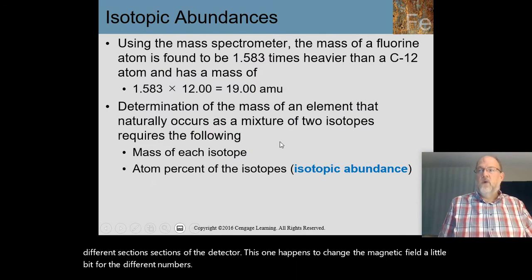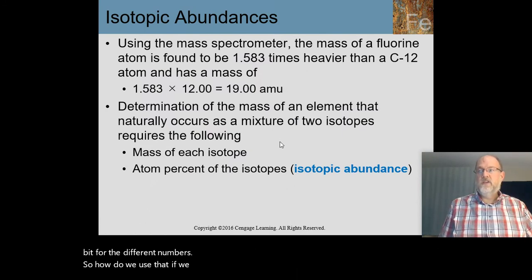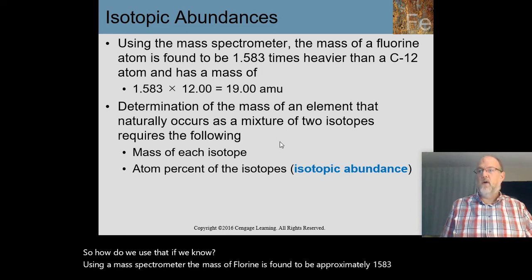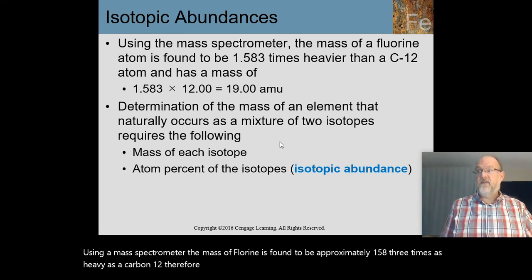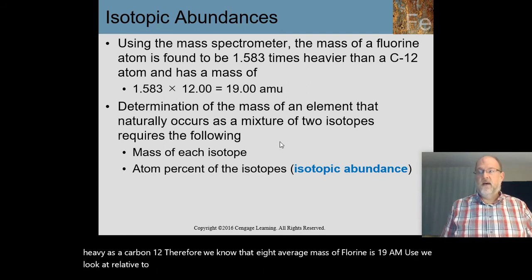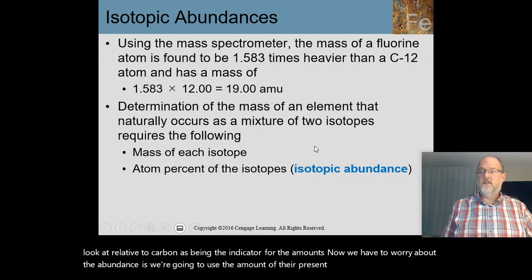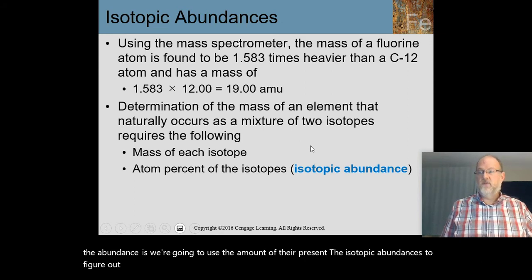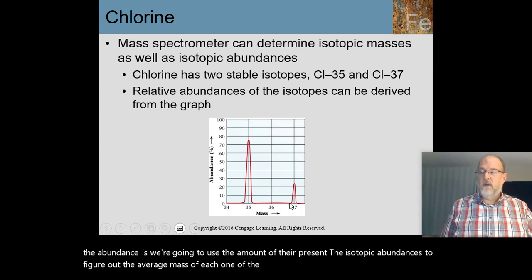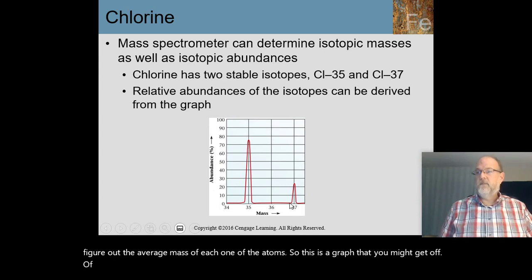So how do we use that? Well, if we know, using a mass spectrometer, the mass of fluorine is found to be approximately 1.583 times as heavy as a carbon 12, therefore, we know that an average mass of fluorine is 19 AMUs. We look at relative to carbon as being the indicator for the amounts. Well, now we have to worry about the abundances. We're going to use the percent, the isotopic abundances, to figure out the average mass of each one of the atoms. So this is a graph that you might get off of a mass spectrometer.